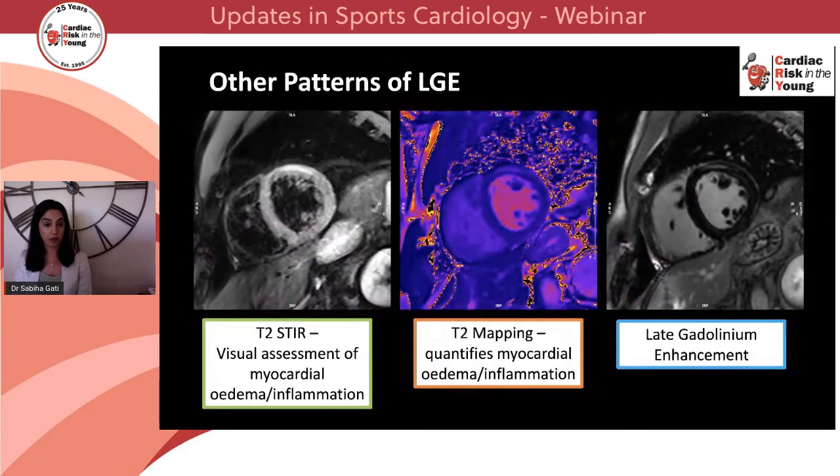Here is a second example, slightly more unusual, in that this individual demonstrates an enhancement in the mid-anterior territory in a subepicardial distribution. We quantified it on T2 mapping techniques, and on late gadolinium enhancement, you can appreciate that there is this linear subepicardial streak.